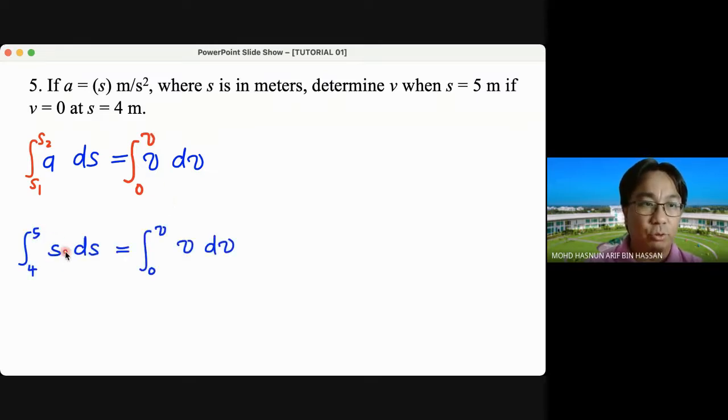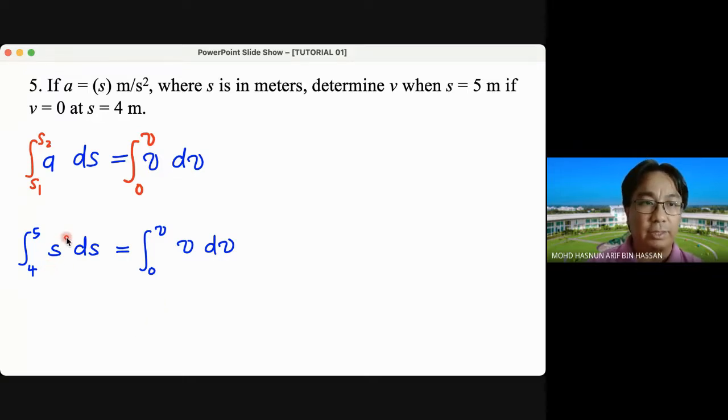Okay. Untuk left hand side ni, we substitute the variable S in A here. So you get S ds. Dia punya lower and upper limit. Lower limit comes from the initial condition here. So it is given S equals to 4 meter. So you put 4 down here, the lower limit. Nak integrate sampai berapa? Sampai dia bagi tahu determine V when S sama dengan 5. So 5 meter here will be the upper limit of the integration. Okay, on the right hand side tadi samalah V dV from 0 to V.